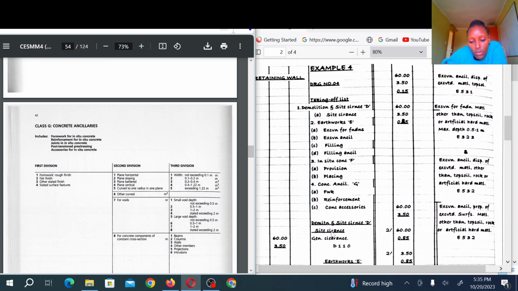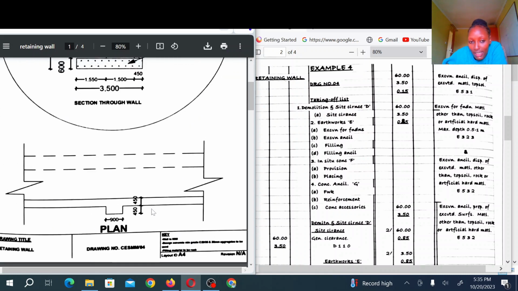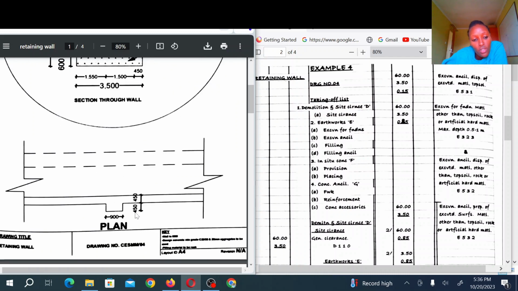So we will start with the site clearance. We'll go back to the drawing. We have seen that the wall, we have been told, is 60 meters long. So when we are doing the general site clearance, we shall take the length of the wall, then the width of the foundation. All that area is where we shall excavate. You see, the length, then the width from end to end here.